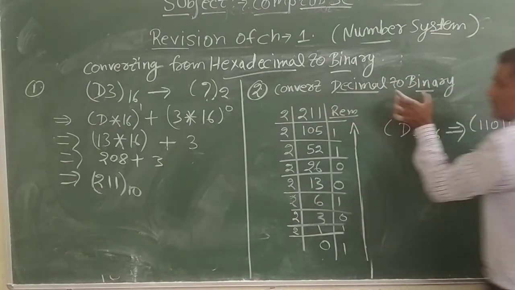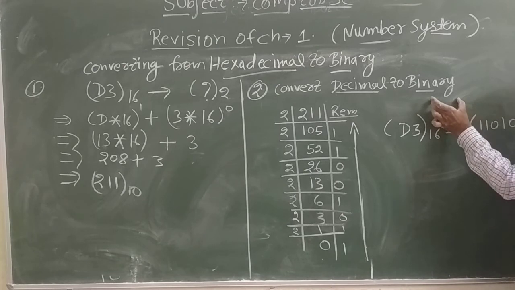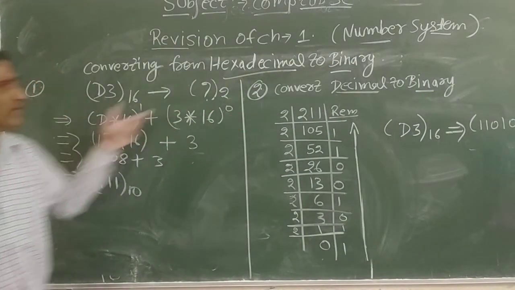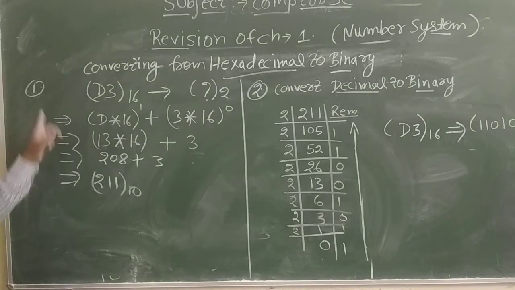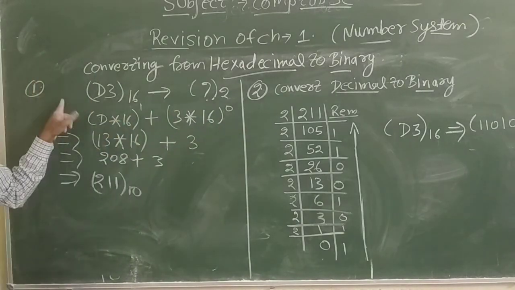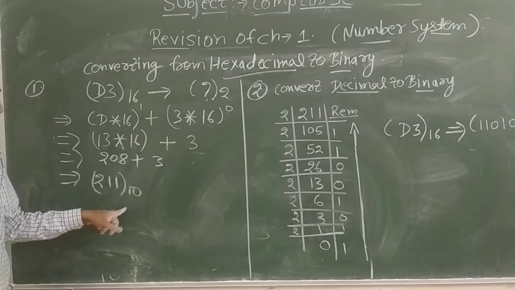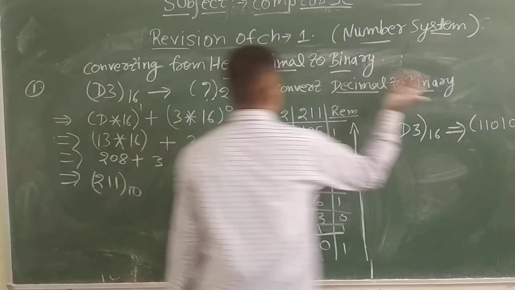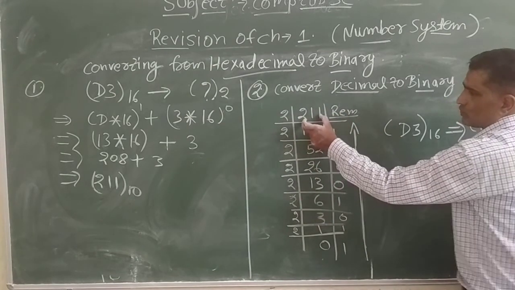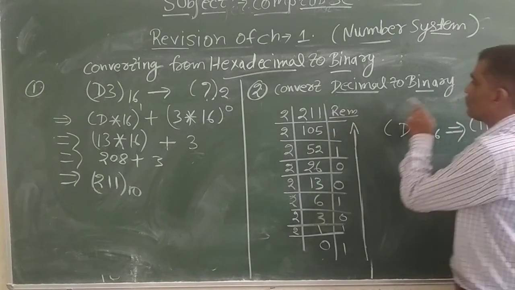Convert decimal number to binary. Here you have to notice this is part 1 and part 2. We have to solve this problem in two steps. First step, we convert hexadecimal to decimal. After decimal, we convert to binary form. So student, you have 211 in decimal number form, and the decimal number we have to convert into binary.